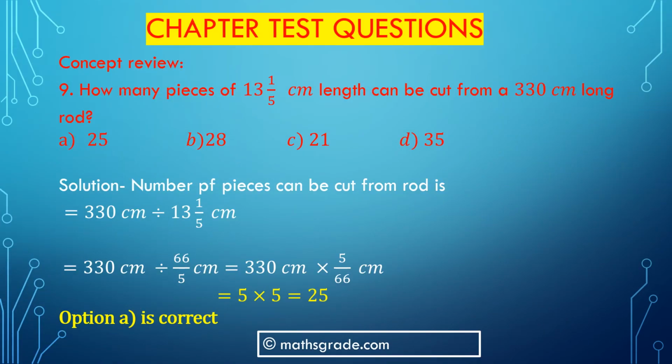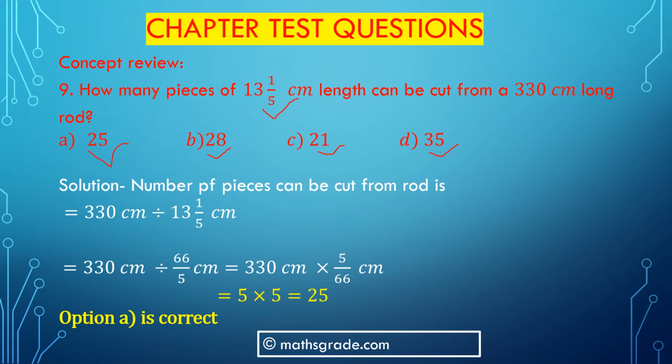Now solve question number 9. Question number 9 is: how many pieces of 13 1/5 centimeter length can be cut from a 330 centimeter long rod? Options are 25, 28, 21 and 35. We have to find out the number of pieces that can be cut from the rod.